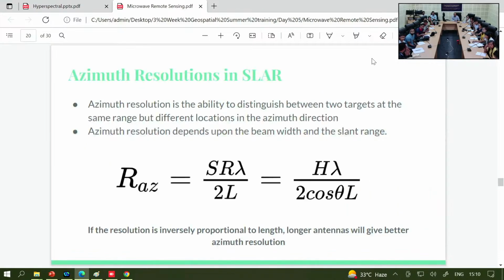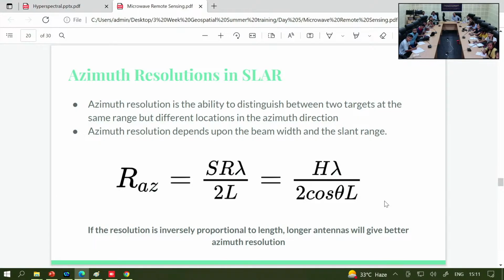But in case of azimuth resolution, it depends not only on theta, the look angle, but also on the length of the antenna and the wavelength. Lambda is the wavelength, and L is the length of the antenna. Those with long antennas will have a small value of resolution. Big in the denominator means a smaller value of azimuth resolution. So if we have a very large L, we will have a good value of azimuth resolution.